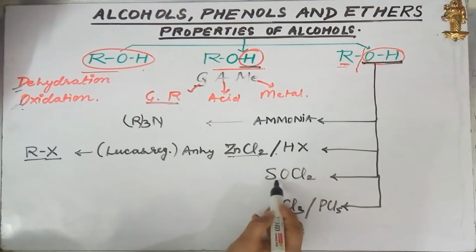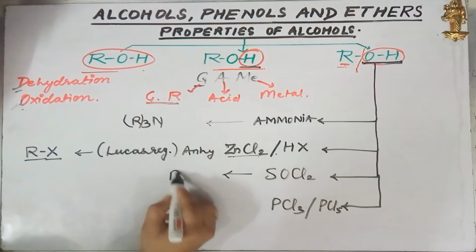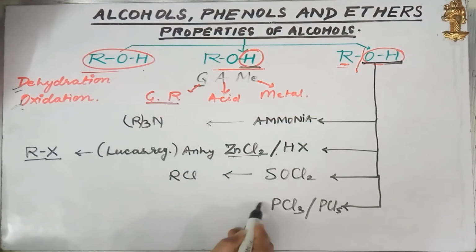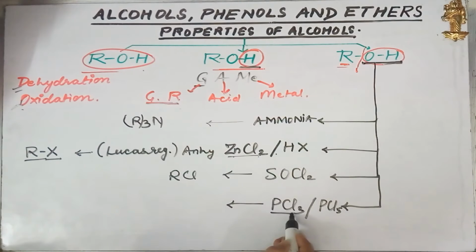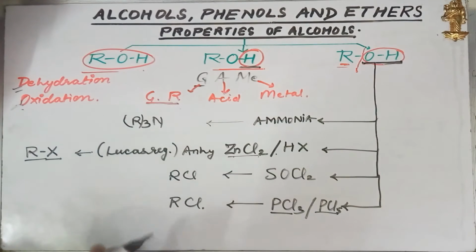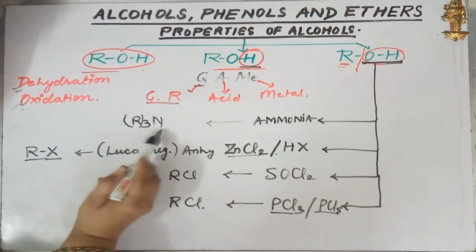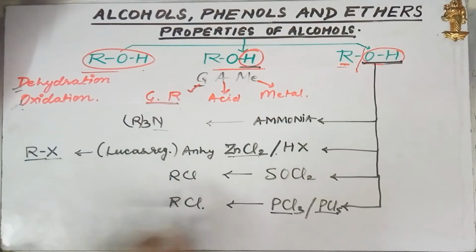Next reaction is the reaction of alcohol with SOCl2, which will again give you RCl, and the next reaction is the reaction of alcohol with PCl3 and PCl5, which will again give you RCl. In all the reactions you can see that the OH will be replaced by another group.